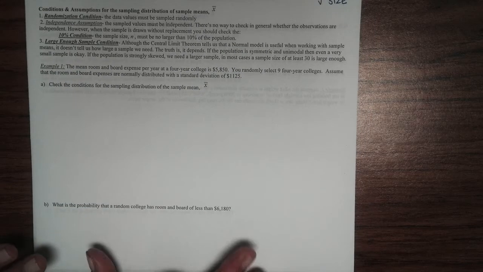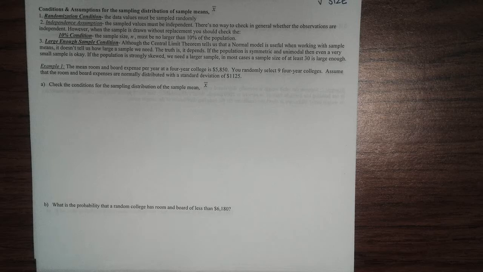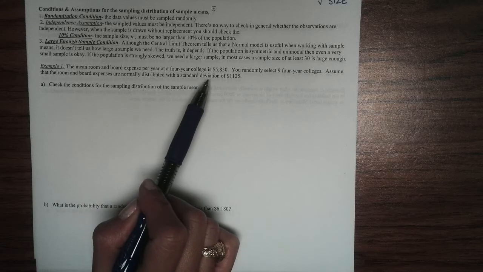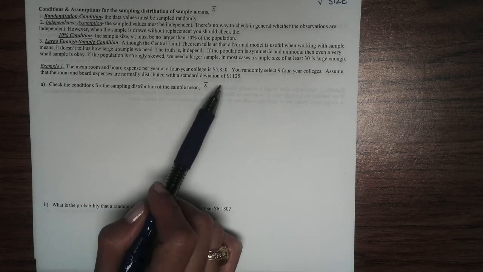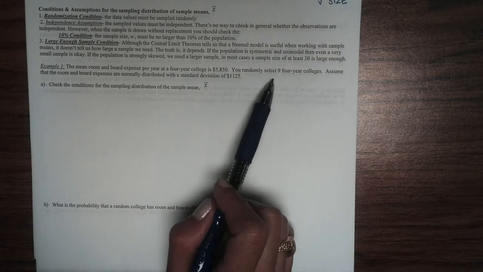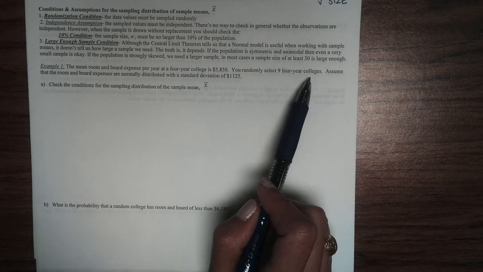So I guess after all that talking, let's actually get into some math. So here goes. Example 1. This is a sampling distribution scenario, so let's read about it. Number 1. The mean room and board expenses per year at a four-year college is $5,850. I probably should update that. That's probably like, I don't know, 10 years old. You randomly select 9 four-year colleges.